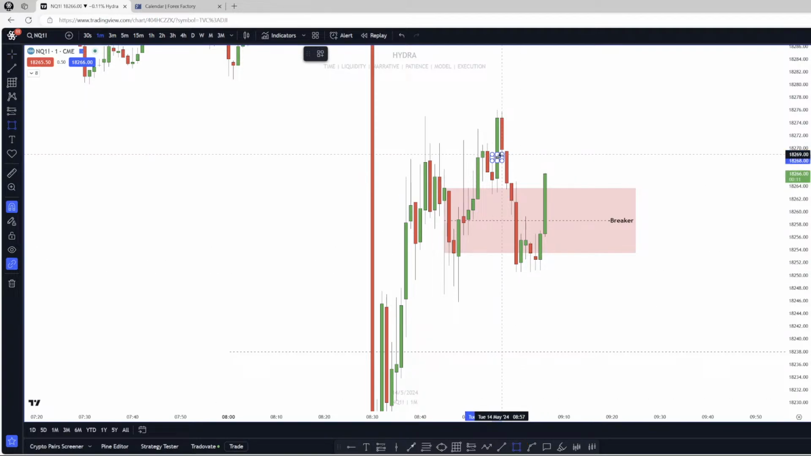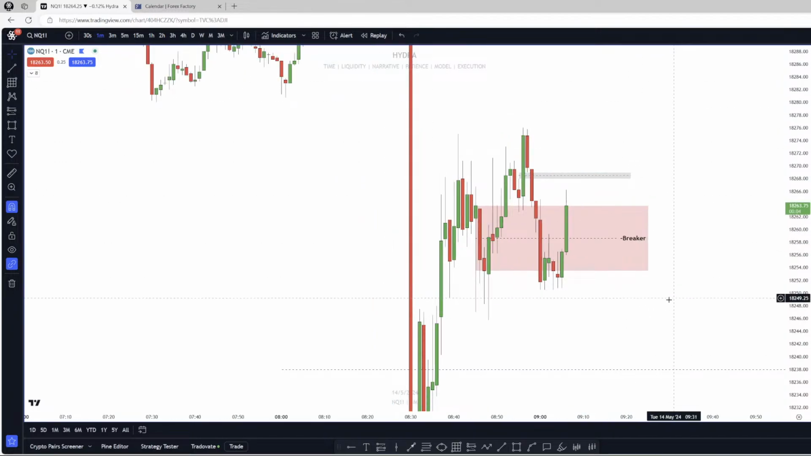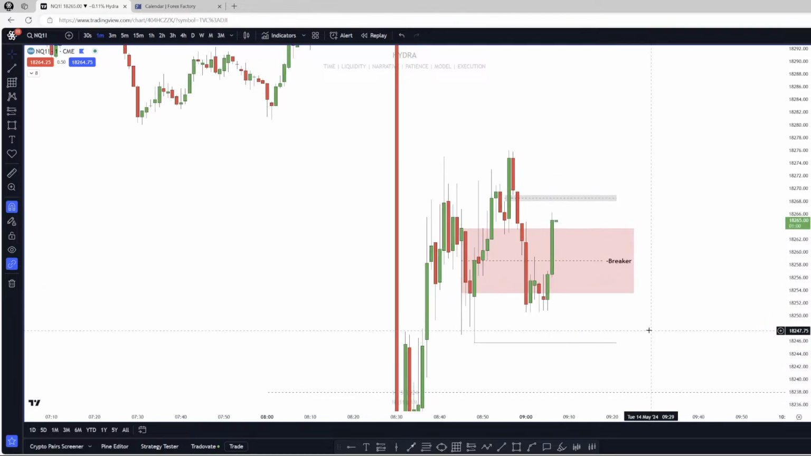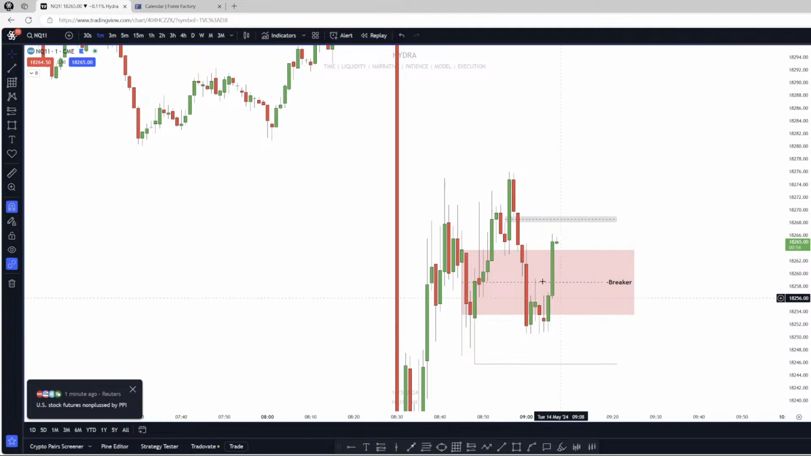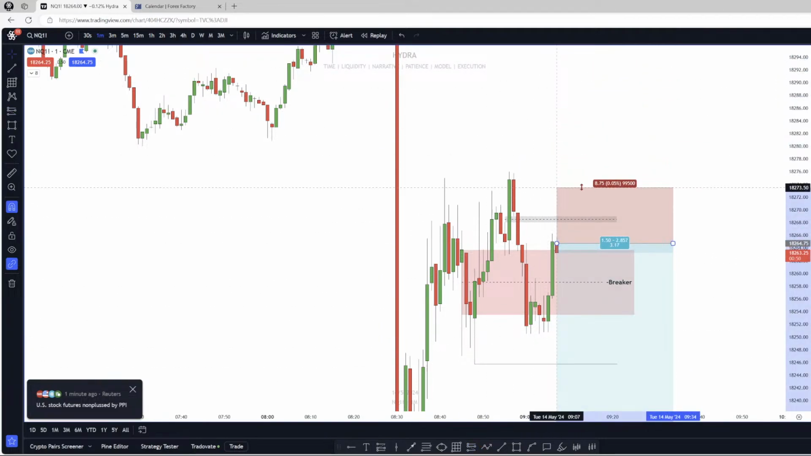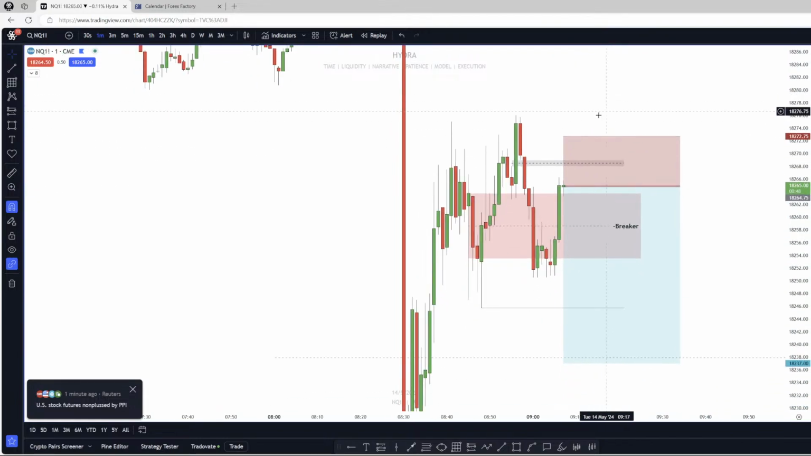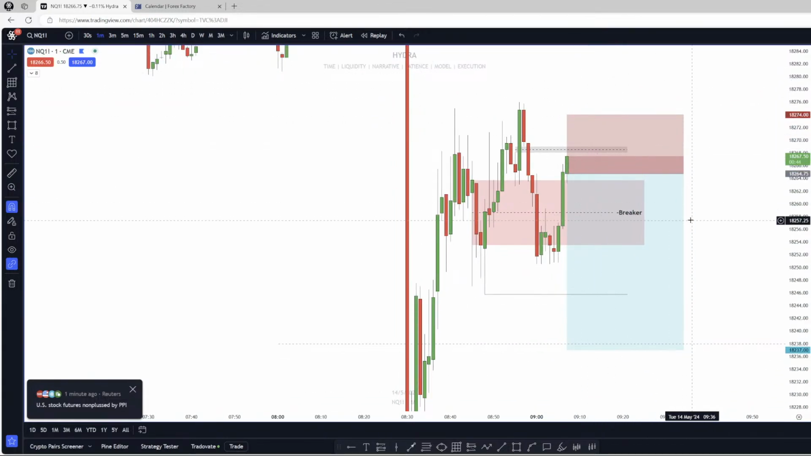So looking at this BPR, a small zone in price. I also like the fact that we left these equal lows. This area is very, very clean. So I'll take a short up here with a stop just like this. I'm gonna wait a little bit more.